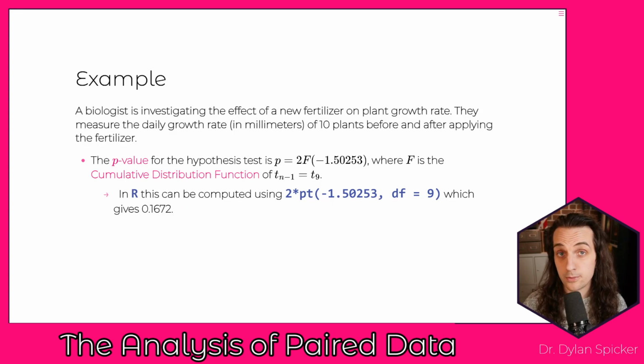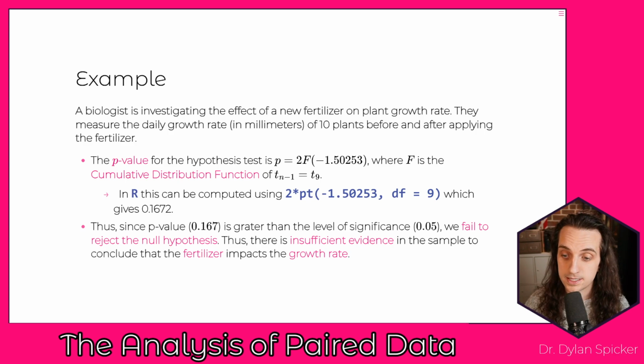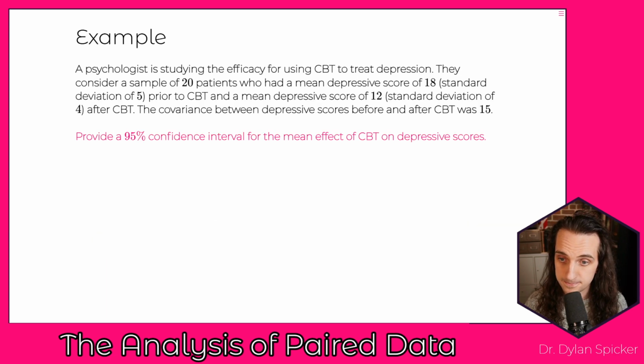Okay. So now we want to actually draw our conclusion, and we can state that because the p-value, which we found to be 0.167, is greater than the level of significance, we fail to reject the null hypothesis. Thus, there's insufficient evidence in the sample to conclude that the fertilizer is actually impacting the growth rate.